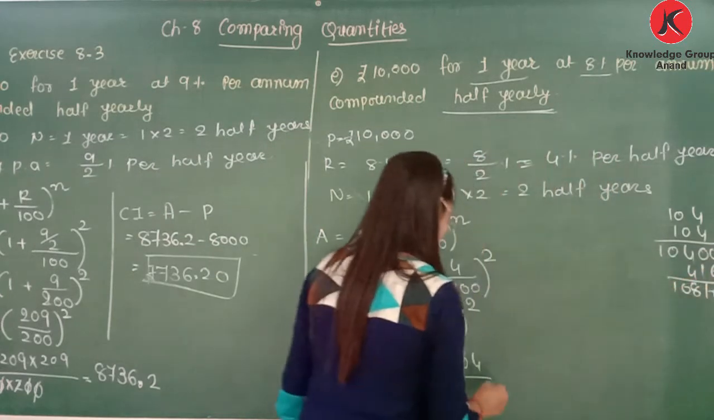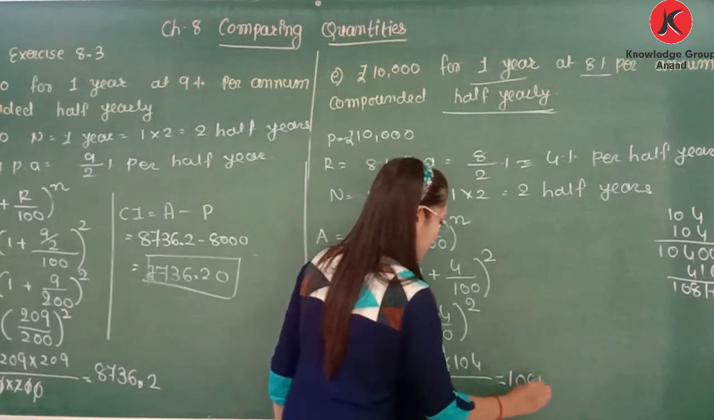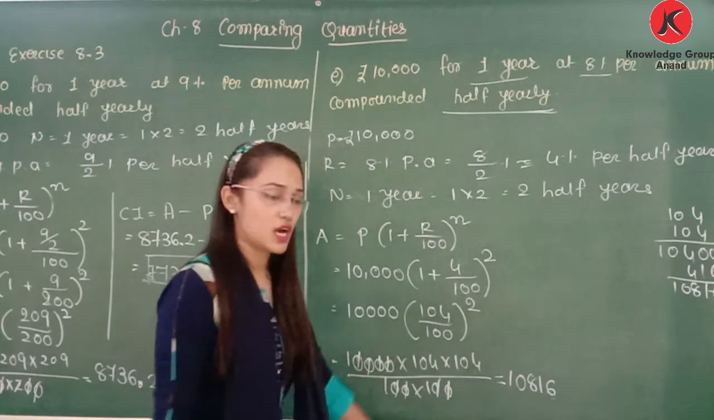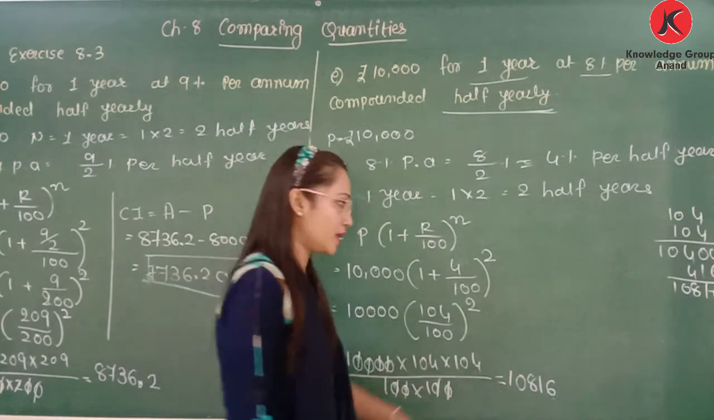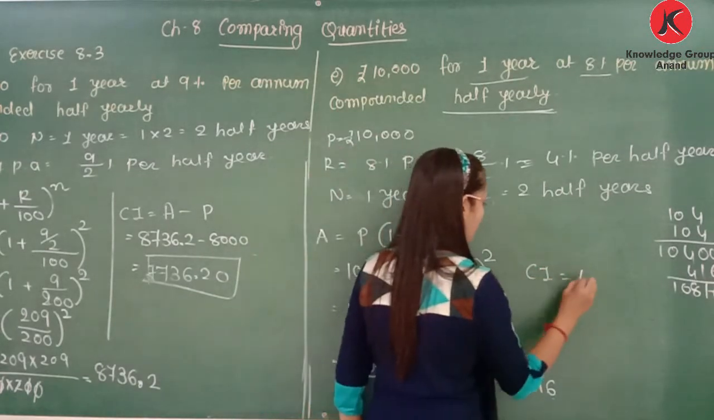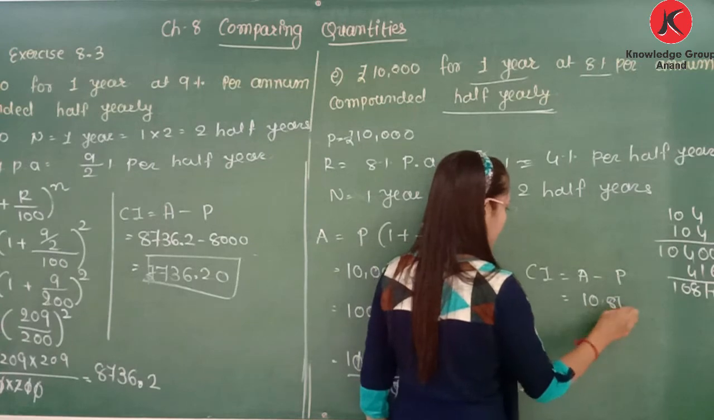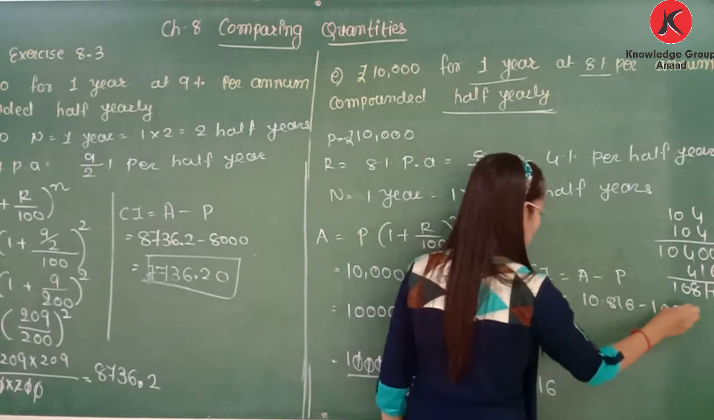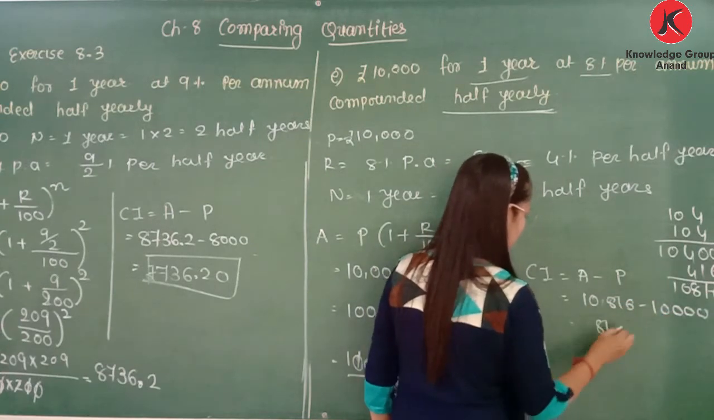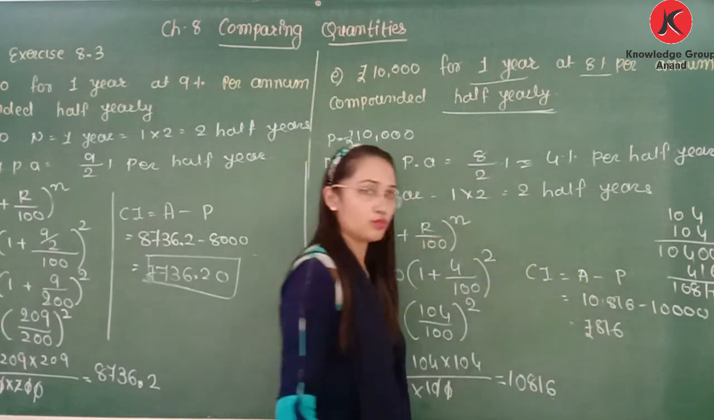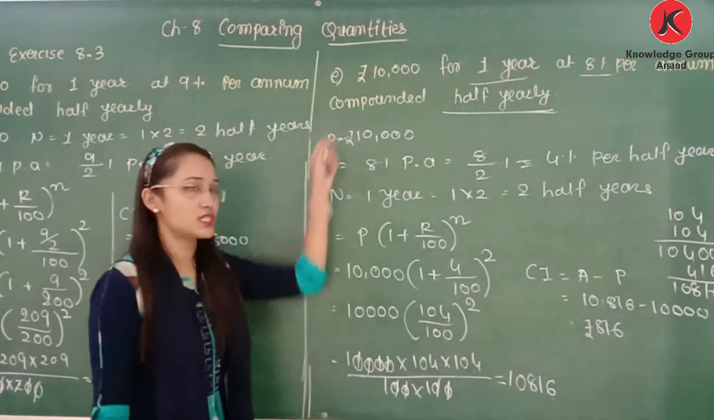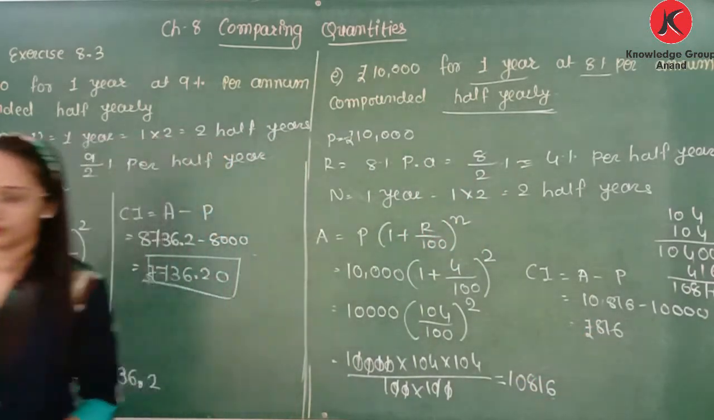So it is 10,860. So that is the amount after 1 year. So compound interest will be amount minus principal value, that is 10,816 minus 10,000. So 816 will be our compound interest after 1 year if it is compounded half yearly.